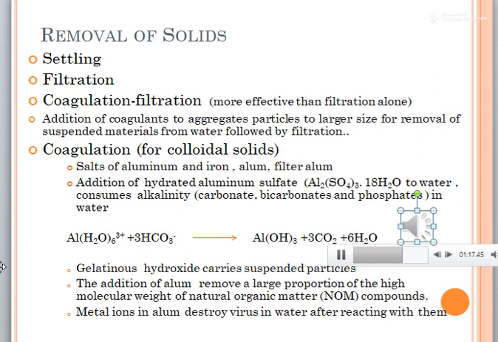Furthermore, it is likely that positively charged hydroxyl-rich dimers and higher polymers are formed, which interact with the colloidal particles. Sodium silicate neutralized by acid aids coagulation when used with alum. Metal ions in coagulants also react with virus proteins and destroy viruses in water. Hence, the addition of alum removes a large proportion of the high molecular weight natural organic matter compounds.